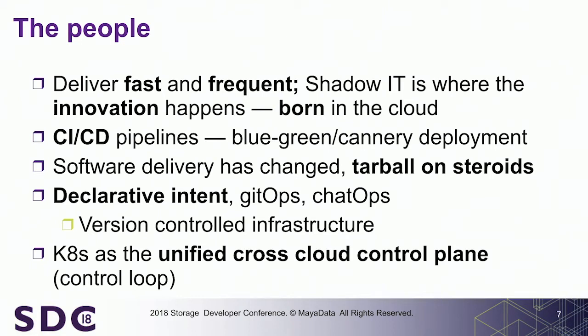CI/CD pipelines is something else. Every commit kicks off a complete build. Pretty sure you guys do that one way or the other yourselves. Blue-green deployments is something that is very common these days. I'll go over an example of what that means. Software delivery obviously has changed a lot. I usually call it tarball on steroids, so it's not just the binary, but also the execution environment defined in YAML that comes along with the application. And declarative intent is also a thing that you see in these cloud-native environments, and everything is version controlled, and the whole infrastructure is version controlled through things like GitOps and ChatOps and whatnot.